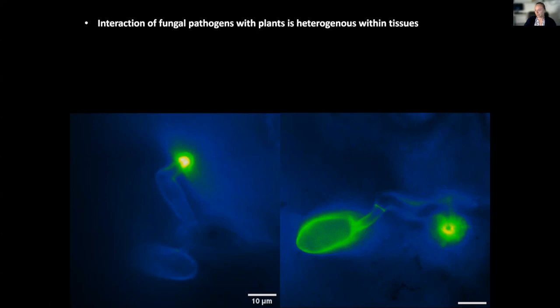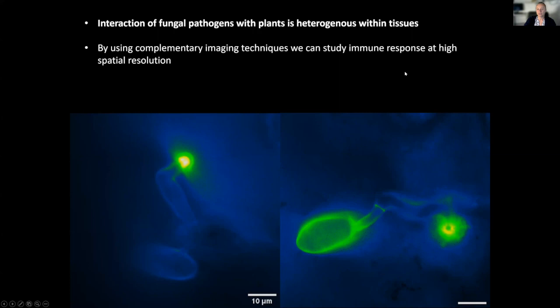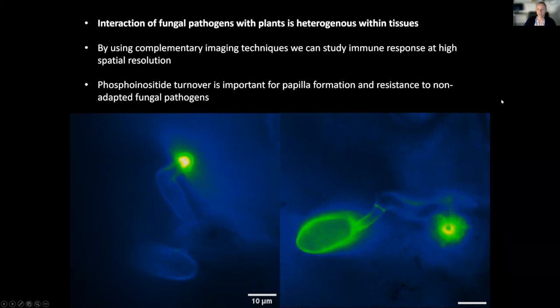But what I wanted to show here is mostly that the interactions of fungal pathogens are a bit more complex than those of bacteria, because each spore, each hypha has a bit different impact on plant cells. And we have to use complementary techniques to really evaluate the immune response. We cannot rely only on imaging of the fungal side; we also image the plant side to evaluate the outcome of the infection. And we plan to continue to study the phosphoinositide turnover, which is important for basal resistance.